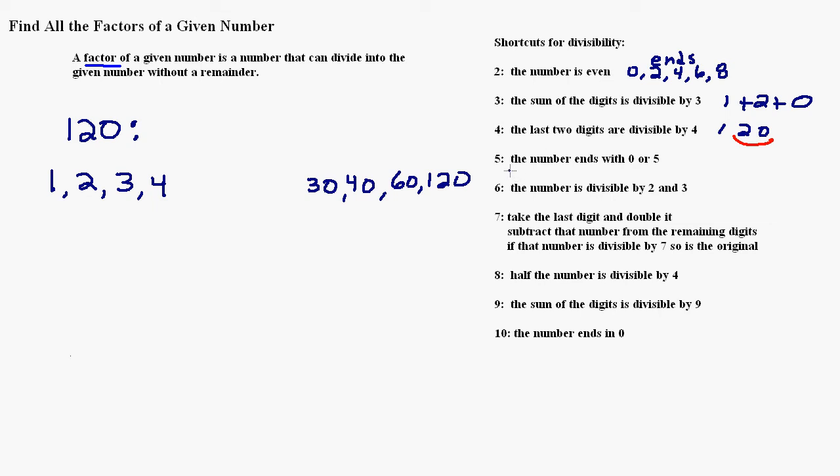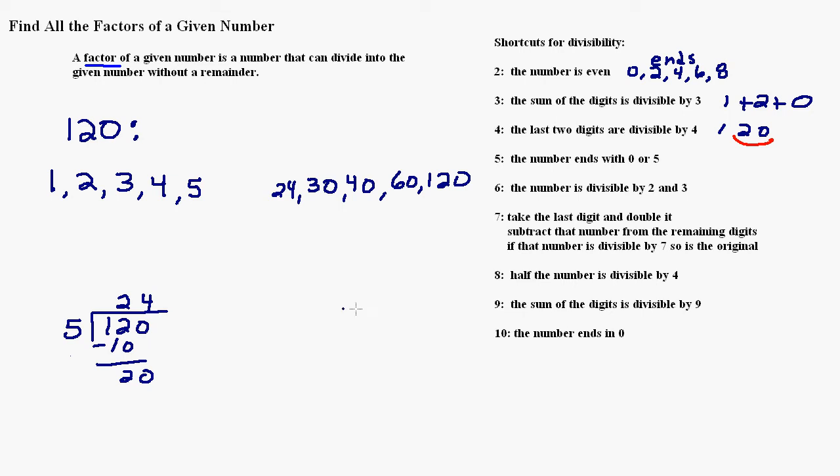Next one, 5. Does the number end with a 0 or a 5? Yes, it does. It ends with a 0. That means 5 goes into it. So I'm going to add that to my list. Now how many times does 5 go into 120? 5 goes into 12 twice, with 2 left over, bring down the 0. 5 goes into 20 4 times. So 24. So I'm going to put 24 over here. See if I left enough room.